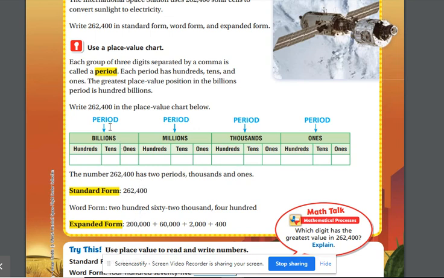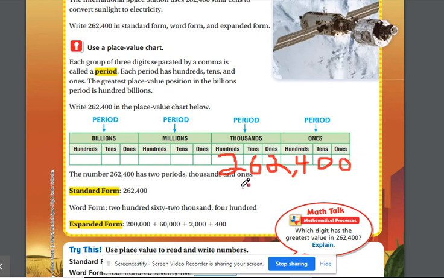So what we'll do is we'll put our number that we're dealing with in our place value chart. Now it's not going to fit perfectly, but we're going to try the best we got. So we put a 2 right here. We put a 6 right there. We put a 2 right here. And then we put a 4 in the hundreds place. Little comma, 0, and then another 0.